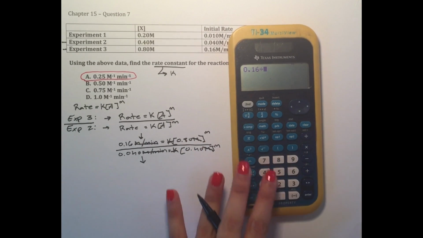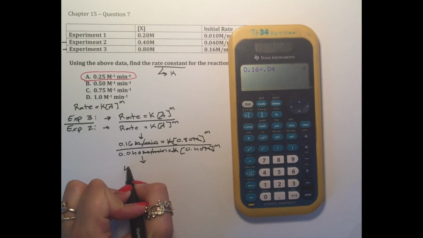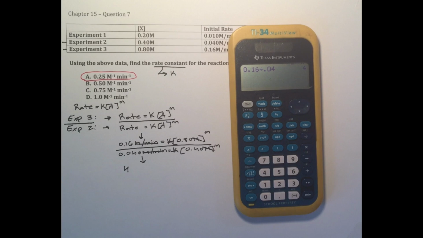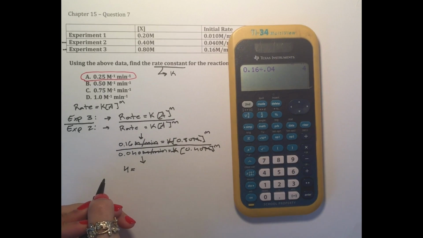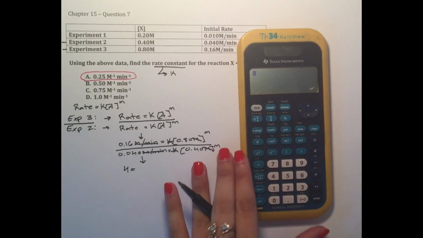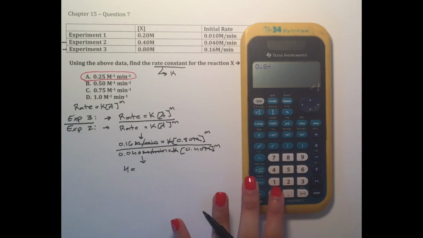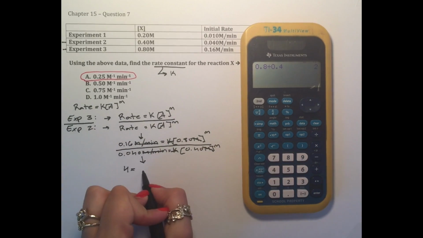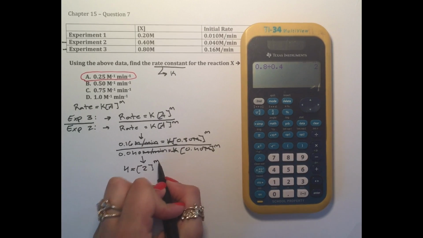0.16 divided by 0.04, which is 4. I know this is very simple mental math, but when you're in a high pressure situation like an exam or a quiz, I would highly suggest using your calculator just so you don't make any silly mistake and get a question wrong that you really know and you wouldn't have gotten wrong otherwise. So we're going to do the same thing over here. 0.8 divided by 0.4 gives you 2, which is still in brackets, raised to the M.